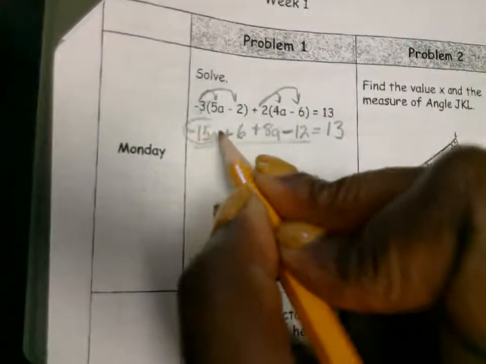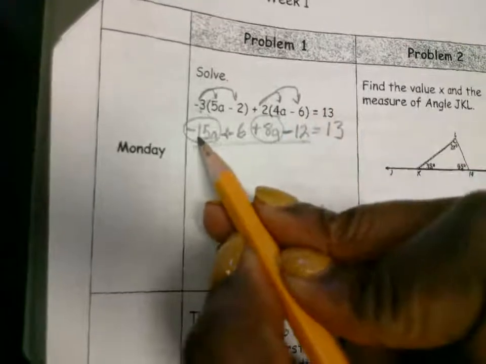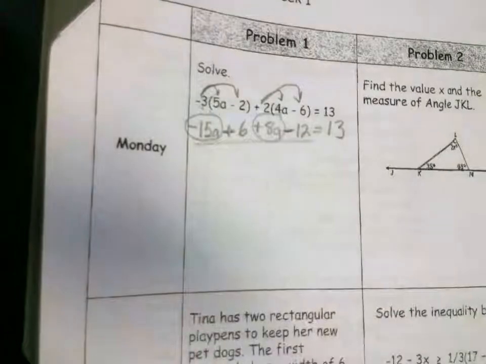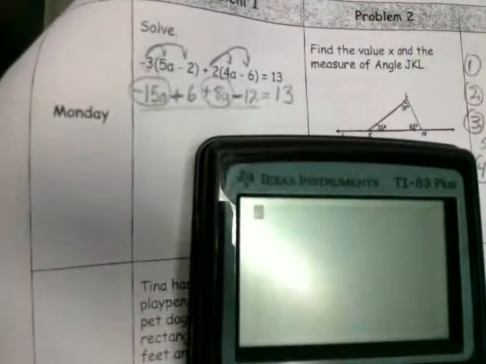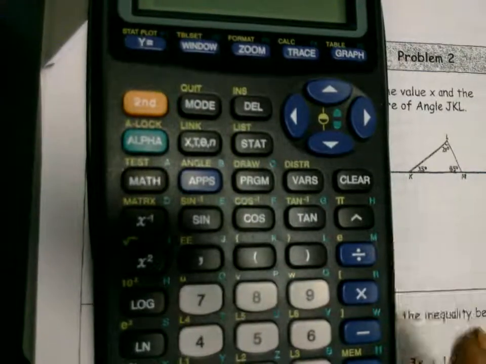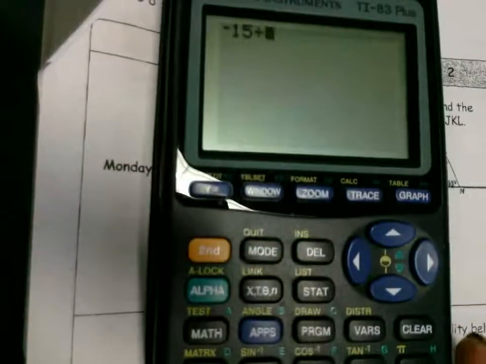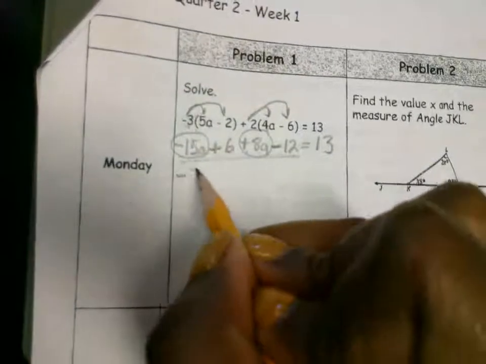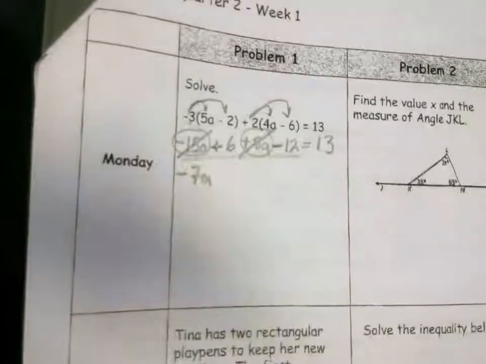Negative 15a and 8a. Okay, you have a calculator. What's negative 15 plus 8? Type that in. Remember where your negative button is? Negative is right here beside the enter button. Negative 15 plus 8, and that is negative 7. Good job. So we got negative 7a. Mark this out because we've already combined these. Do we have any other terms that are alike?